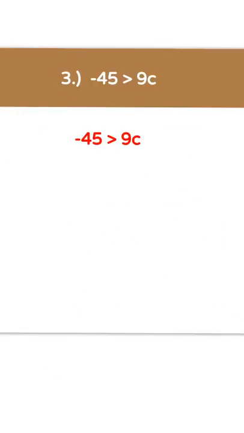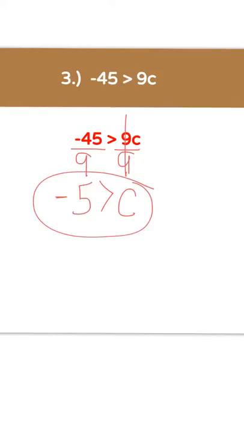Number 3, -45 is greater than 9c. First, think about that you have the variable on the right-hand side. We will eventually need to switch that. But let's look at getting rid of the 9 that's with the c. You'll need to divide by 9 on both sides, and because it's positive, we're going to keep the sign the same for now. That will cancel out the 9 and leave just c. We'll keep our greater than sign, and then we have a negative divided by a positive, and that's a negative. We have 45 divided by 9, and that is 5. So your answer is -5 is greater than c.